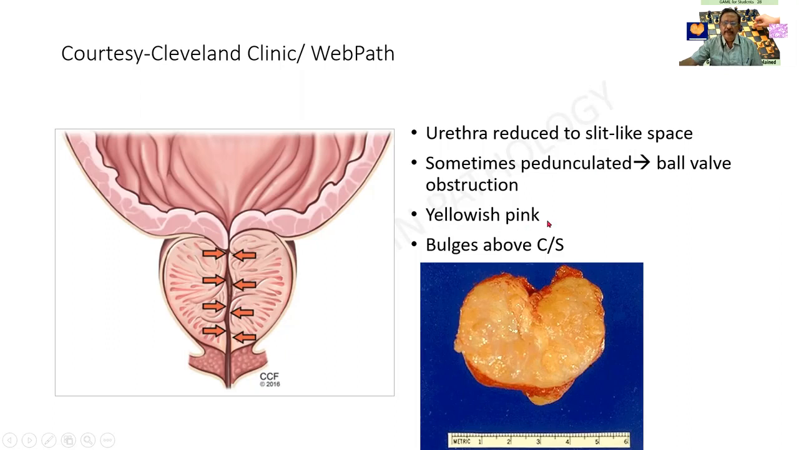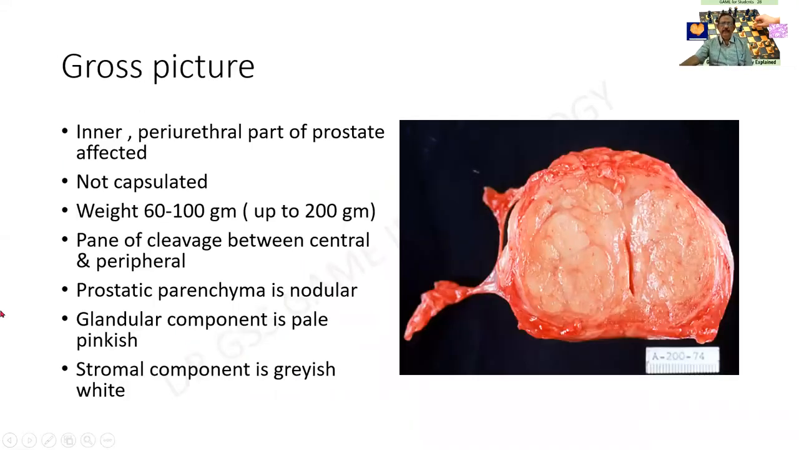Generally, it is yellowish pink in color, indicating the stroma and the glands. And look at this particular picture, it is bulging above the cut surface, which is classical of any parenchymal enlargement. The gross picture. This is usually not kept for the undergraduates, but it pays dividend for us to complete.